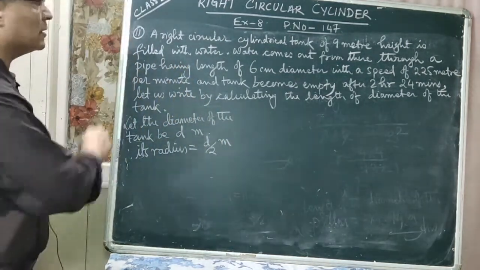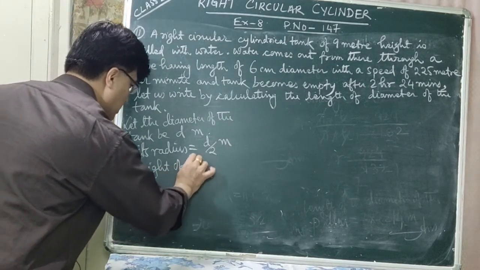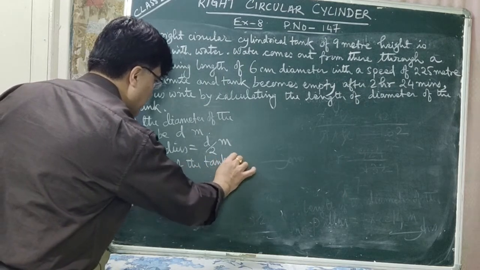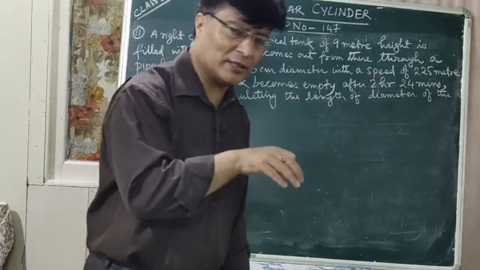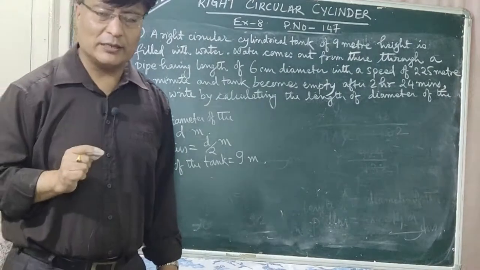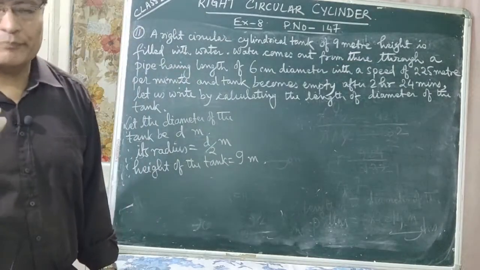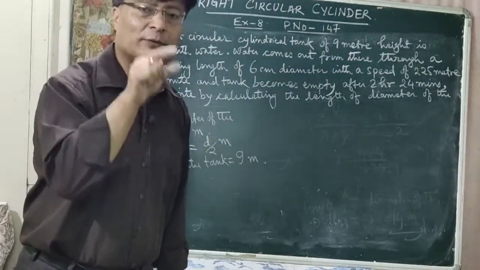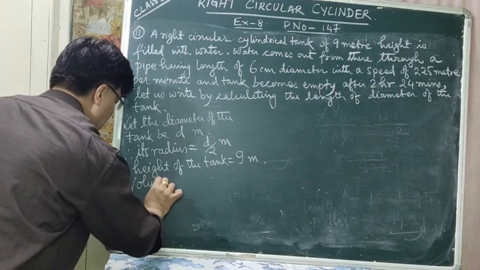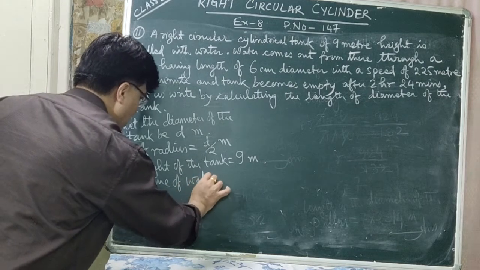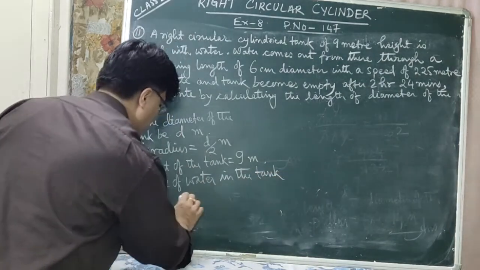So what is the height of the tank? Therefore, height of the tank. What is the height of the tank? It is 9 meter. So now, the tank is filled with water, so the water takes the shape of the cylindrical tank. So what is the volume of the tank? That will give you the volume of water in the tank. So therefore volume of water in the tank is equal to what is the formula?